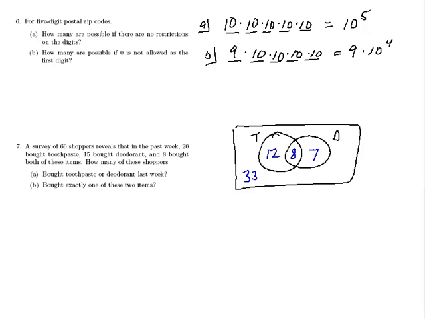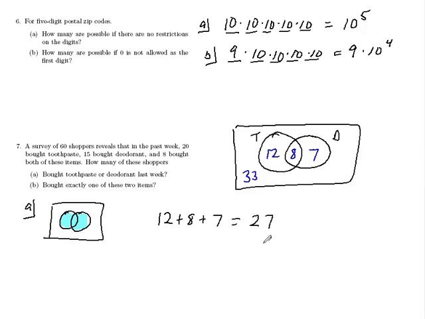Now part A says bought toothpaste or deodorant last week. Well, if we think about our picture, or means union. So if I was going to shade my picture, I would have shaded all of that bit right there, toothpaste or deodorant. So those are the numbers I want to add together. I add together 12 plus 8 plus 7, and it gets me a total of 27.